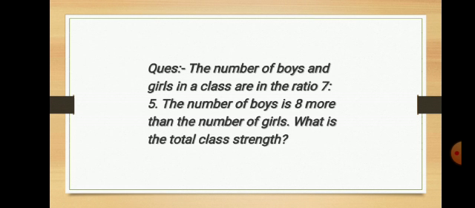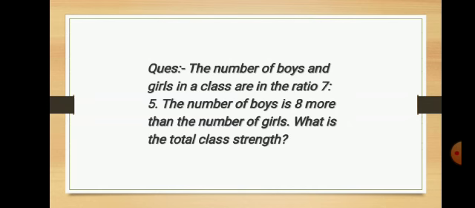Next, the number of boys and girls in a class are in the ratio 7:5. How many boys are in the class? Let the number of boys in the class be 7x and the number of girls in the class be 5x. Now, the number of boys is 8 more than the number of girls. What is the total strength of the class? The total strength of the class comes from the number of girls plus the number of boys.